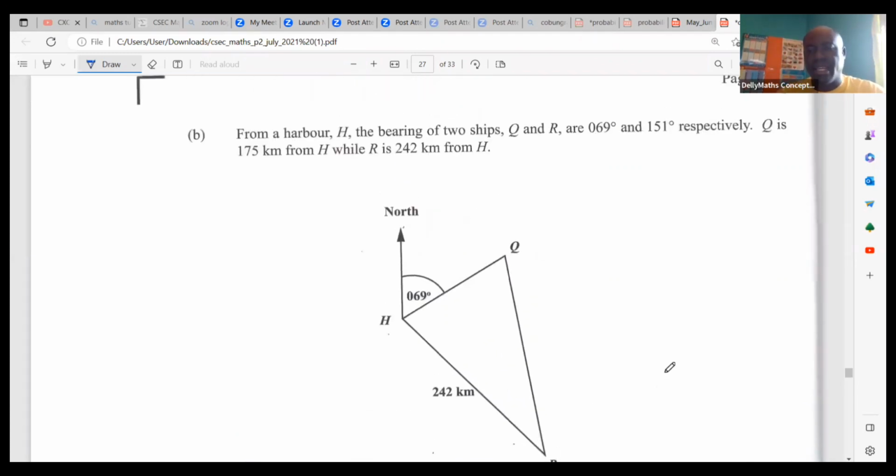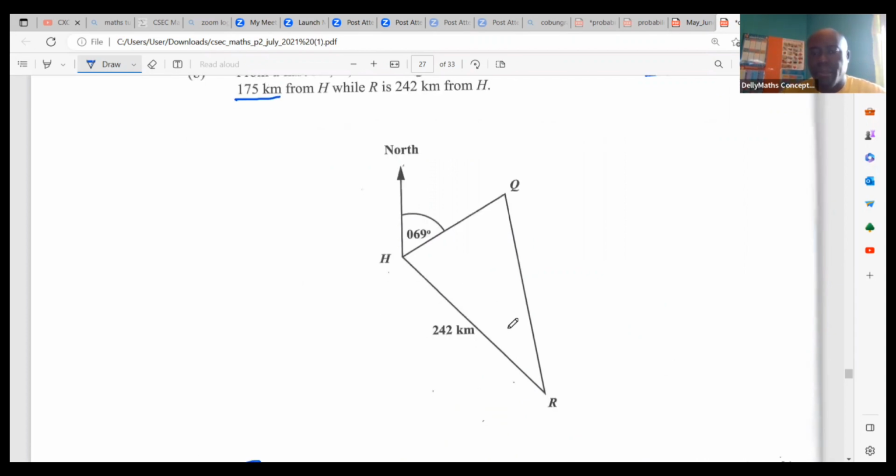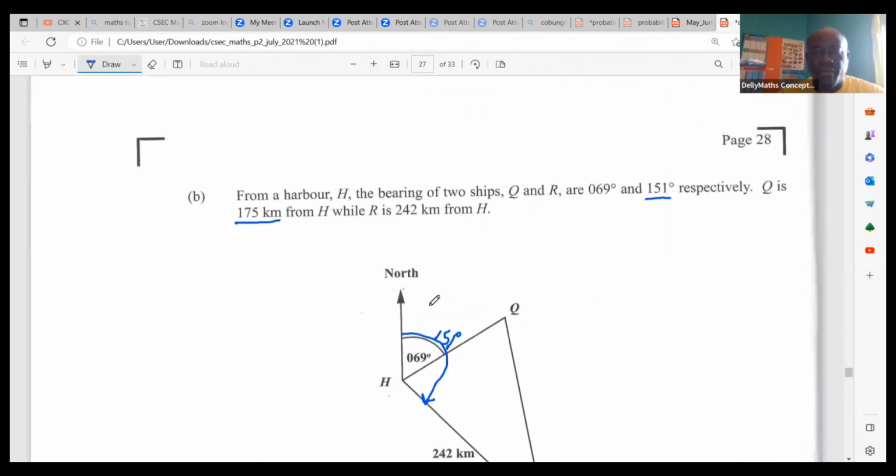So we're definitely realizing that there's some information that is not yet here, and we want to put them on, right? So we want to make note of this. 151 degrees is not there. 175 kilometers is not there. What is 151 degrees? It's the bearing of R from H. So 151 would have been this angle all the way come to here, and that's 151 degrees, right? All of that angle there is 151.